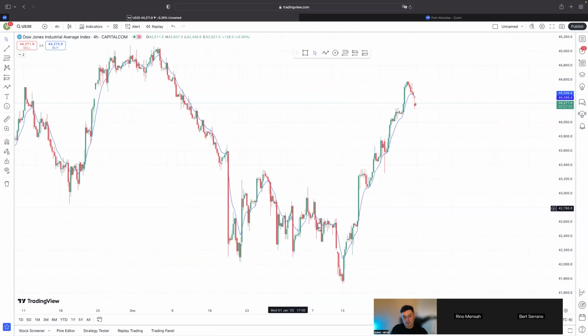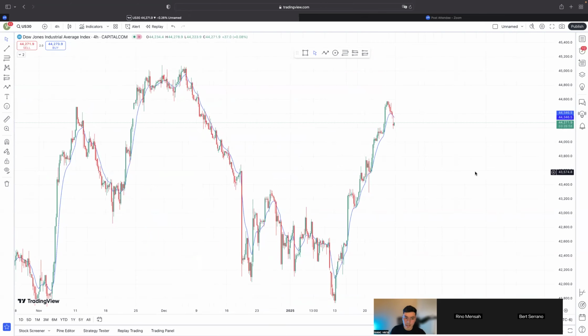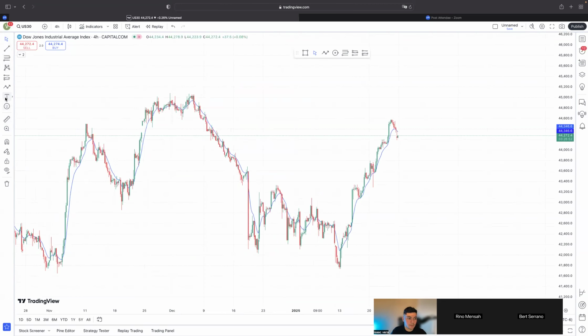And now I'm gonna explain to you a little bit more in depth what confirmations I look for whenever I'm taking a trade. So that's one of the confirmations that I take. I'm gonna be writing them down right here. Confirmations for taking a trade.